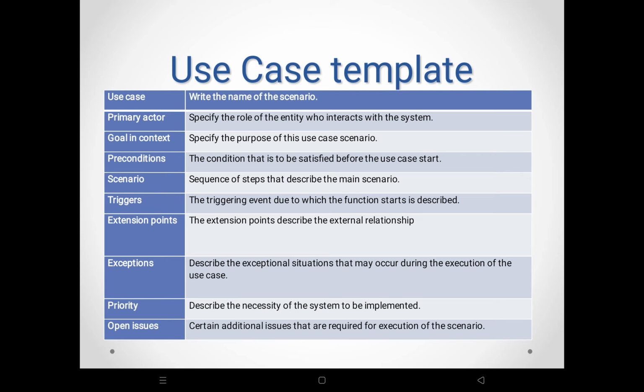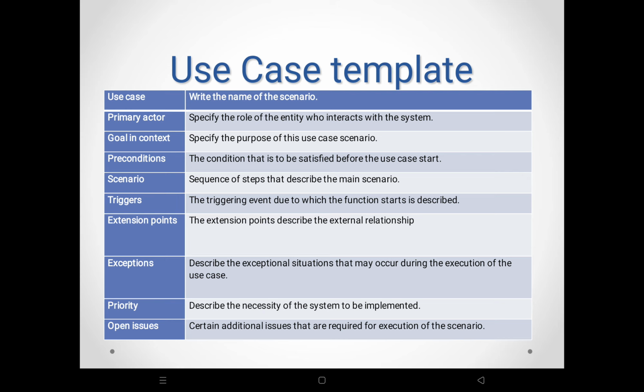Extension point represents the external relationship. Exception is nothing but it describes the exceptional situation that may occur during the execution of the use case. Okay, for example, sometimes sufficient cash is not available in the ATM. That is the exception. Priority describes the necessity of the system to be implemented. Okay, the priority. Open issues are certain additional issues that are required for execution of the scenario. Okay, what are the issues we are facing?